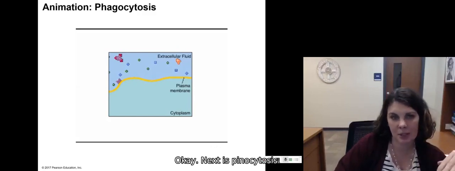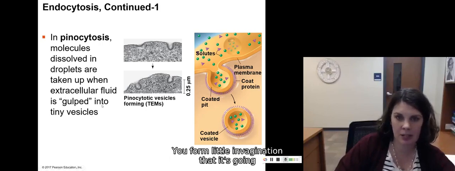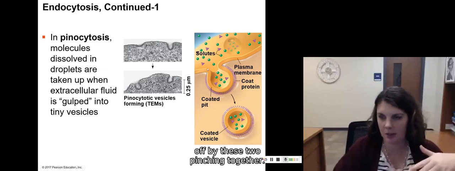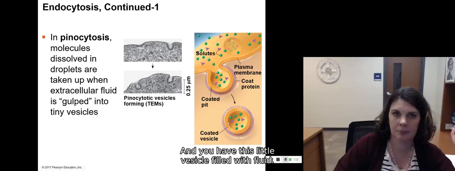Okay. Next is pinocytosis. Pinocytosis is just going to be taking up the fluid around you. It does a very similar thing. You form a little invagination, and then it's going to eventually just close off by these two pinching together, and you have this little vesicle filled with fluid.